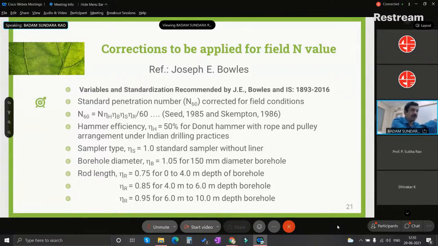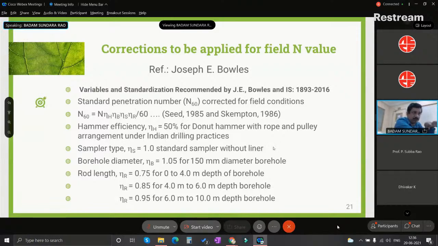The lowest value, 50%, is the energy ratio we are taking, corresponding to Indian conditions. According to the research work of Seed 1995 and Seed and Idriss 1996, they suggested this equation: N60 is N times the efficiency due to the hammer, the efficiency due to the sample, and the efficiency due to the borehole diameter. These three corrections, including the 60% energy ratio, were suggested by Seed 1985 and also Skempton's work 1986.